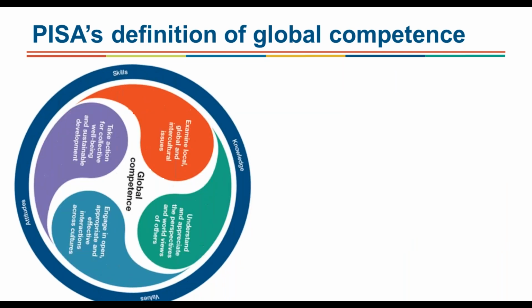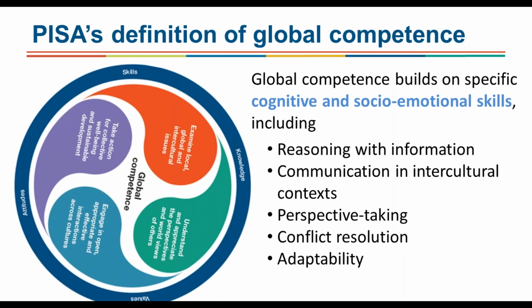The second one of these building blocks that supports global competence is skills, and this refers to both cognitive and socio-emotional skills. And the skills that are important for global competence include reasoning with information, communication in intercultural contexts, perspective taking, conflict resolution, and adaptability.